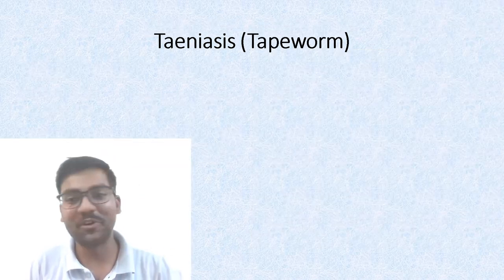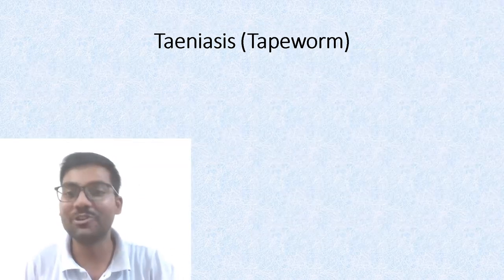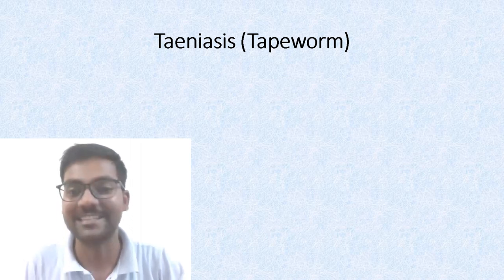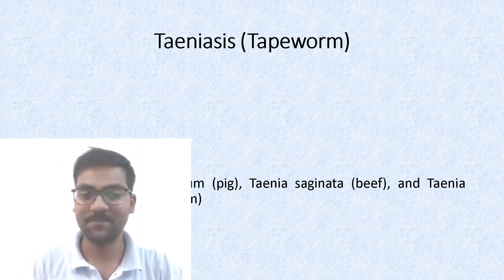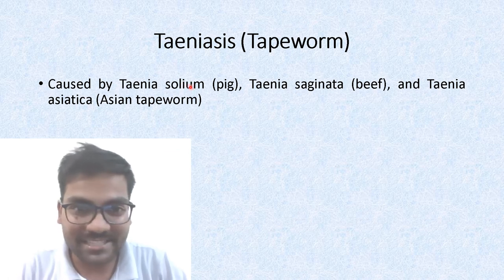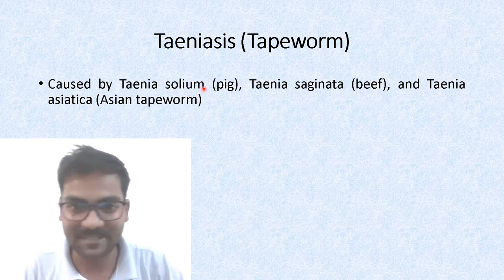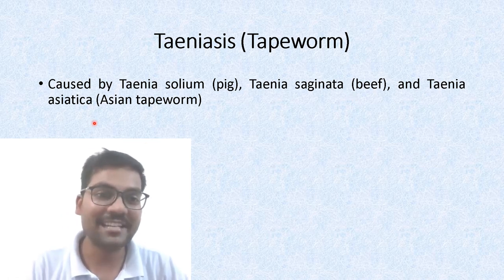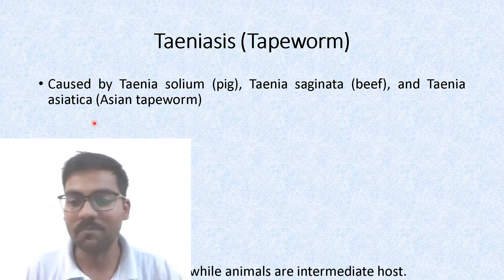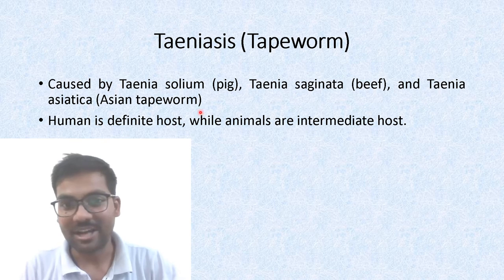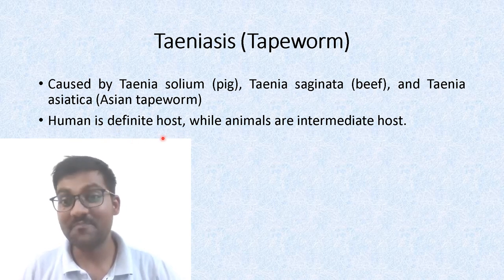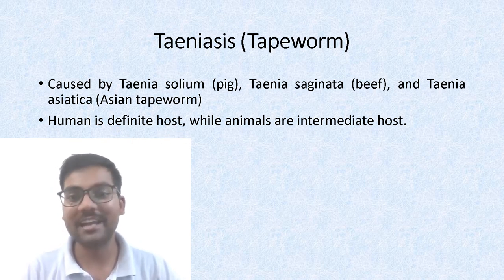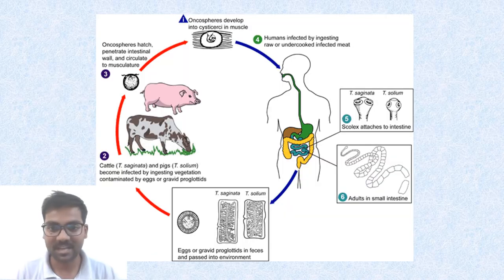Teniasis, very important. You have heard about neurocysticercosis caused by this tapeworm. Teniasis is caused by Taenia solium present in pig meat, Taenia saginata present in beef, and Taenia asiatica, known as Asian tapeworm. The human is the main host. Animals are intermediate hosts. How does this life cycle take place?